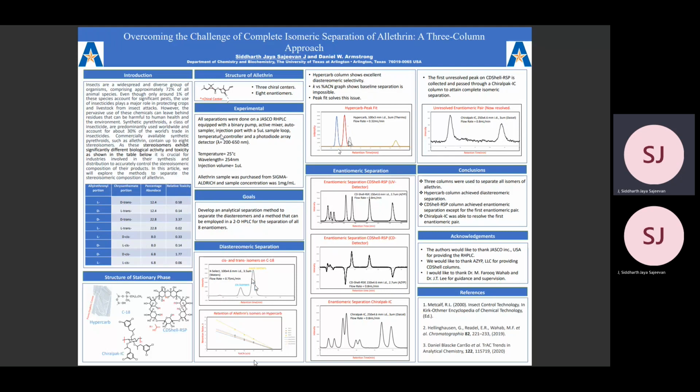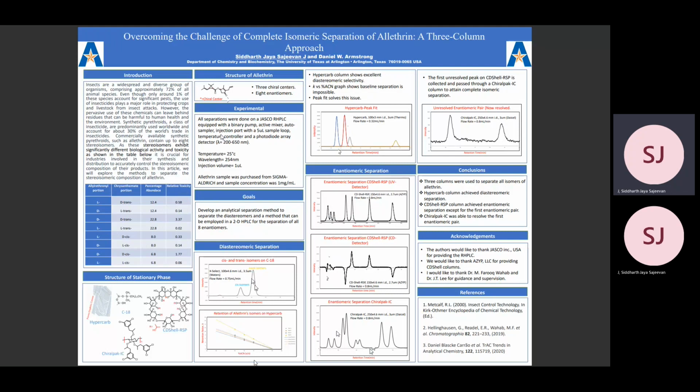Enantiomeric separation was done on a CD Shell RSP column, but the first peak was not resolved. However, the CD detector showed that the first peak was an enantiomeric pair. Chiralpak IC column showed selectivity for all the enantiomers but could not attain baseline separation.